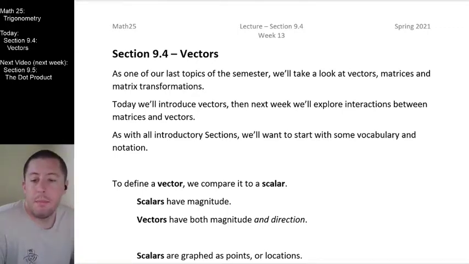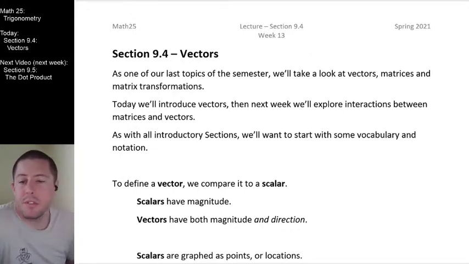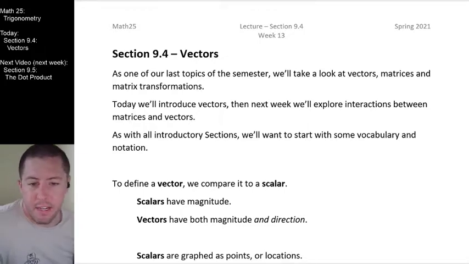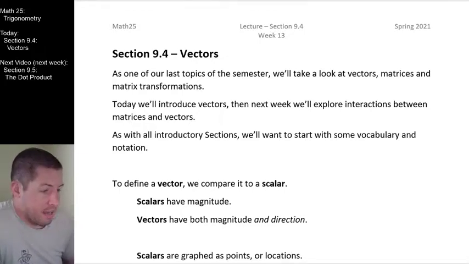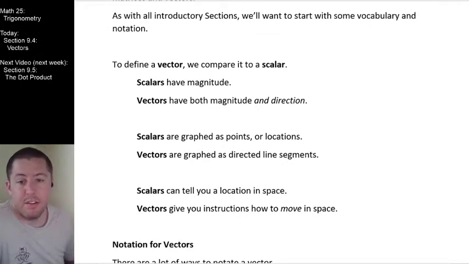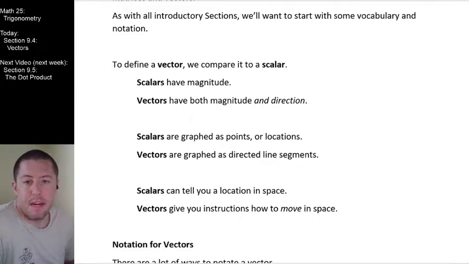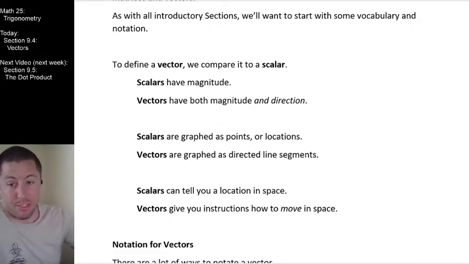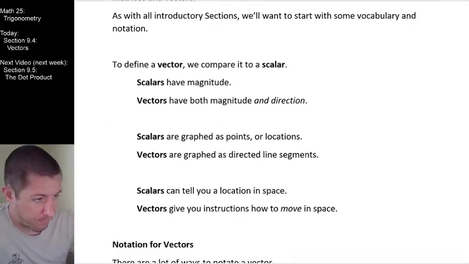So again, we're talking about vectors today, and what we want to do to start is define what a vector is. This is one of those things where I can't really define what a vector is without comparing it to another idea called a scalar. To define a vector, we compare it to a scalar. A scalar is a number that's really just a number, right? It's just a magnitude, it's just an amount.